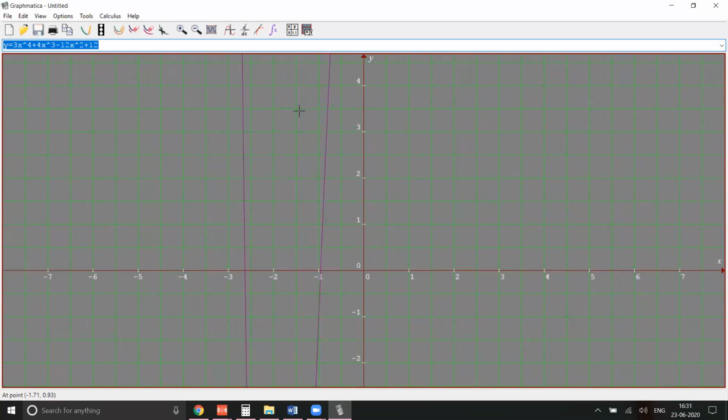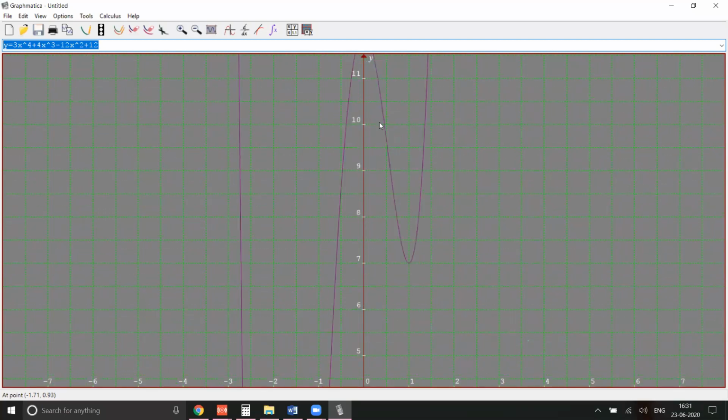So what were the critical points which we got? See, 0, 1 and minus 2. So at 0, what are you attaining? At 0, you are attaining a maximum value, a local maximum. On the y-axis it is reaching maximum. At x is equal to 1, it is reaching one of the minima. At x is equal to minus 2, it was another minima.